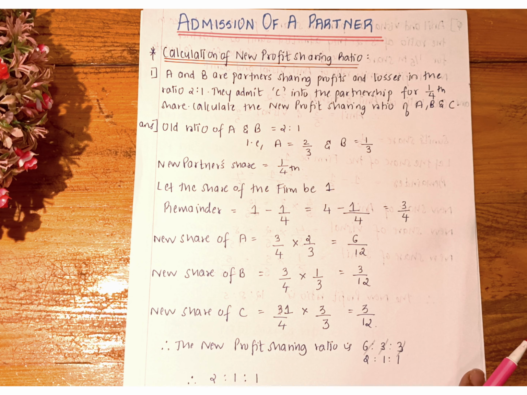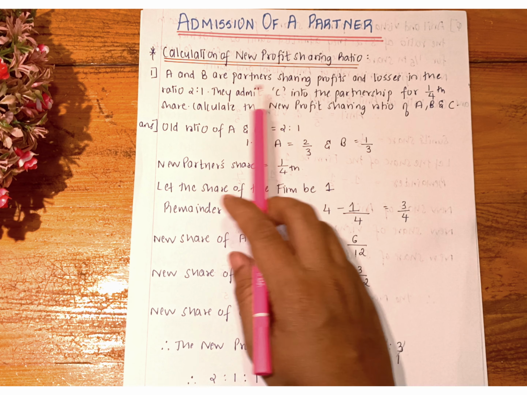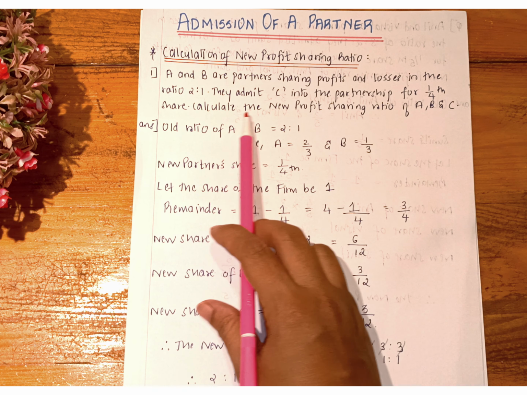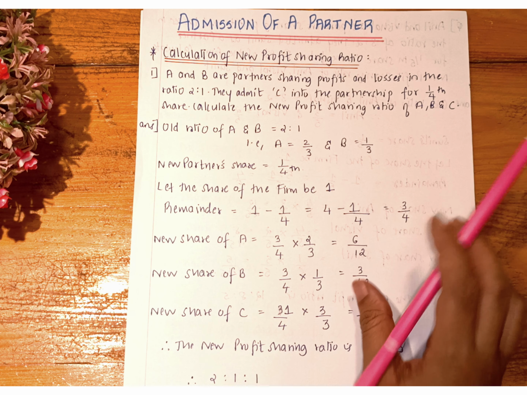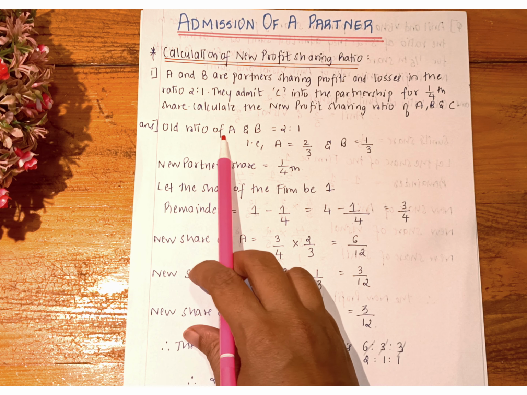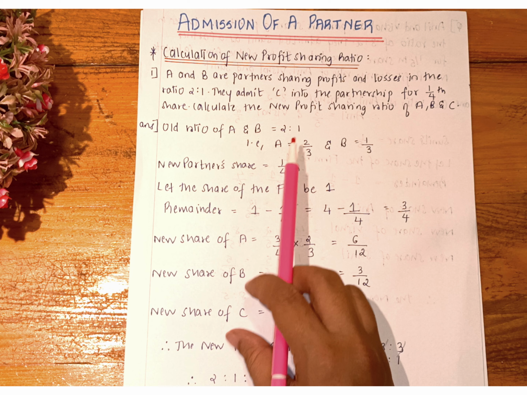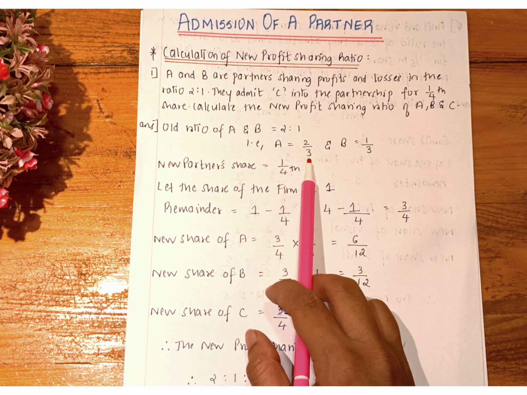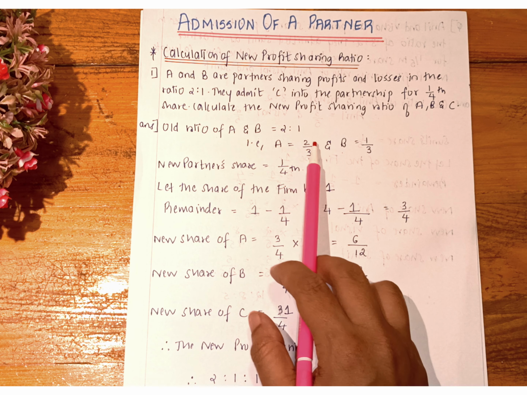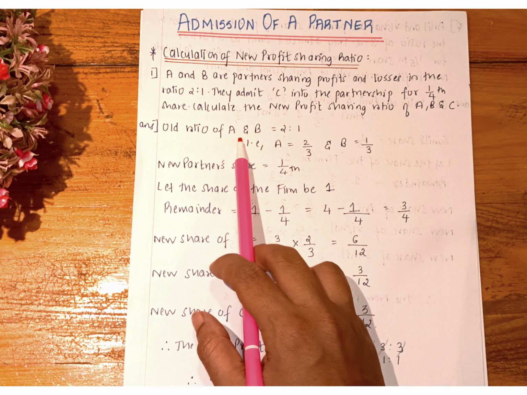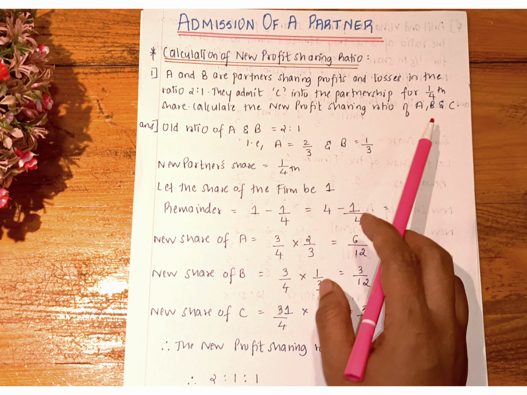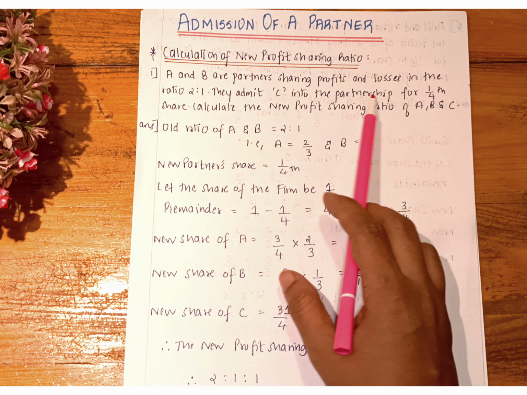Question 1 says that A and B are partners sharing profits and losses in the ratio 2:1. They admit C into the partnership for 1/4 share. Calculate the new profit sharing ratio of A, B and C. First of all, the ratio that is given here, 2:1, is our old ratio. This ratio is of A and B. So the share of A will be 2/3, that is 2 plus 1, and B will be 1/3. How do I know 2 is of A? Because A is first, so the first number belongs to the first partner, the second number belongs to the second partner. Now they have admitted partner C for 1/4 share.